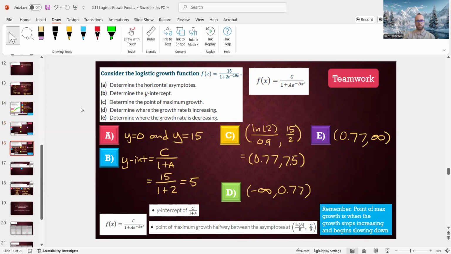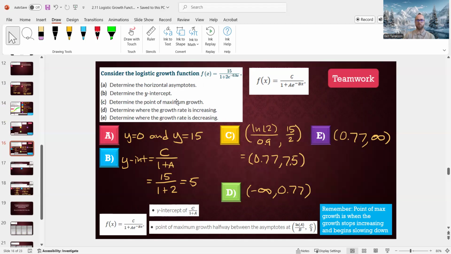Horizontal asymptotes. Okay, remember it's always y equals 0, and then y equals whatever c is. C is the numerator, in this case 15. Y-intercept formula. Here we do see A and C. A is 2, C is 15. Boom, boom. Add, divide. Y-intercept is at 5.